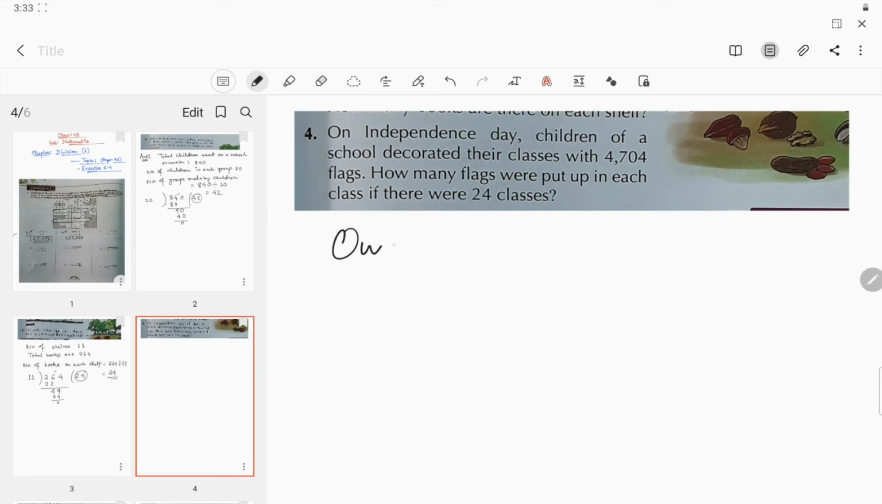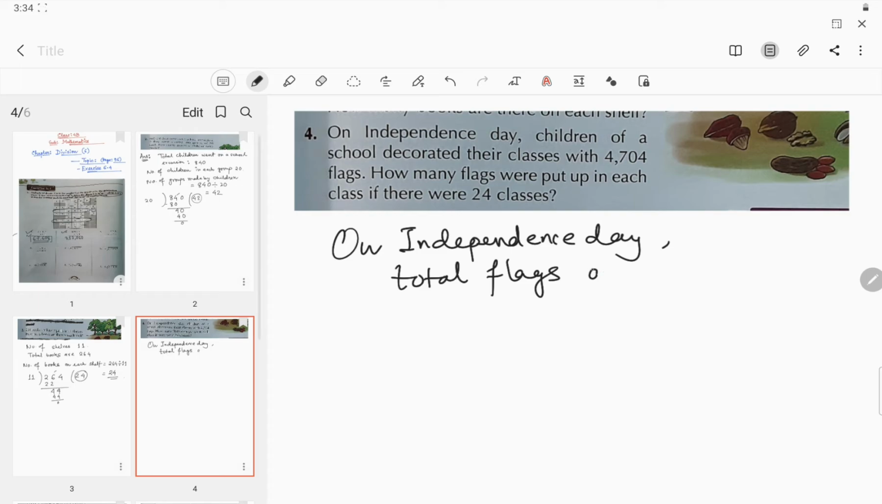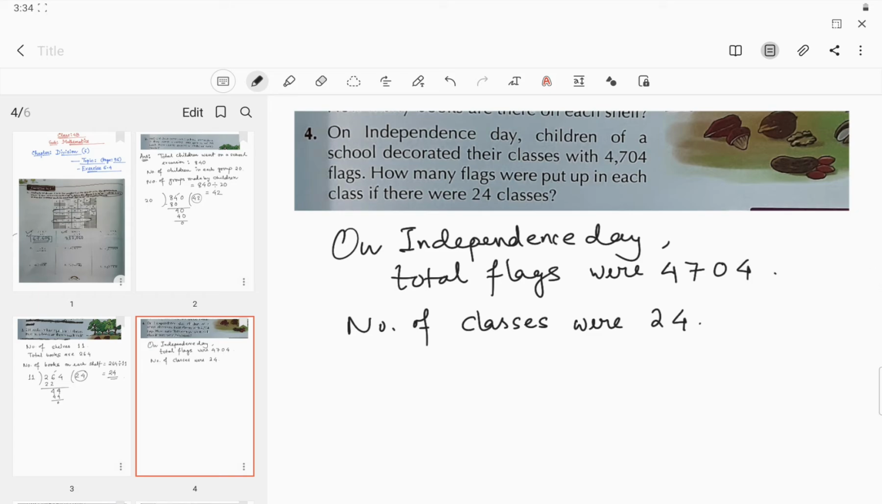So on Independence Day, total flags were 4,704 and number of classes were 24. So how many flags were put up in each class?